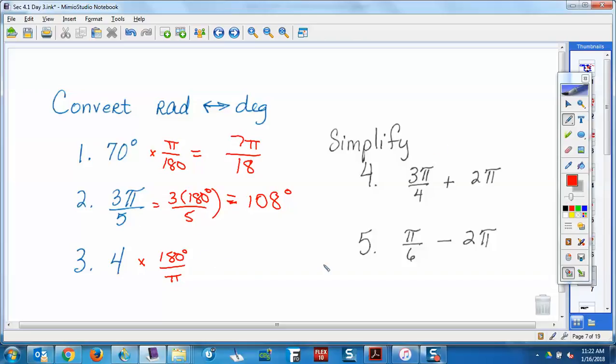Now notice there's a double arrow there, so radian degrees means you could be going radians to degrees, you could be going degrees to radians. Okay, that's number 3, put that in decimal degrees and in degree minutes seconds. Just for the heck of it.